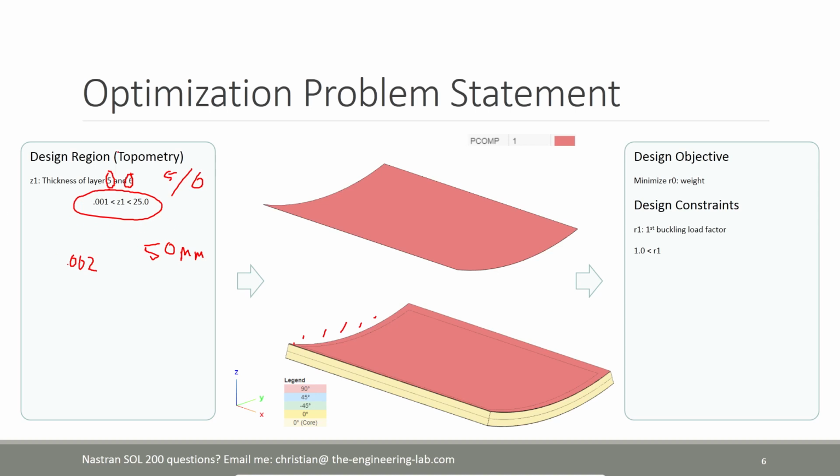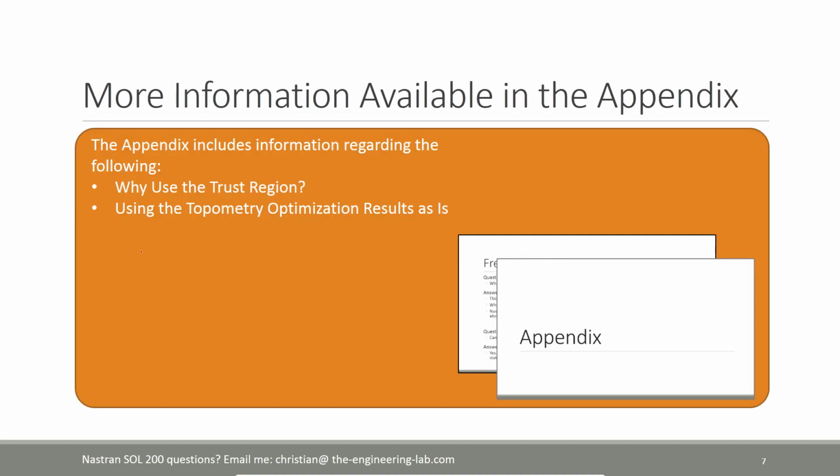Let's see, and here we're going to be building what's called a tomvar entry to specify that we want the thickness to vary for each individual element in the composite panel. And the objective and the constraints are the same as before. We want to minimize the weight while making sure that the buckling load factor is greater than 1. Now, we are going to be using the truss region in this example.